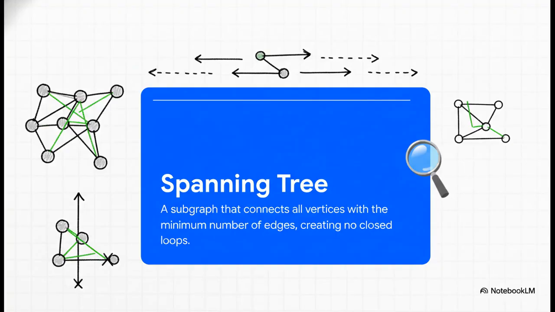A spanning tree is, well, it's actually a pretty brilliant idea. You take a selection of those lines, those edges, from our big messy graph, and you make sure it does two very important things. First, it has to connect every single dot. Nobody gets left out. And second, and this is key, it can't have any closed loops. You can't have a path that circles back on itself. We call those cycles, and they're a big no-no.